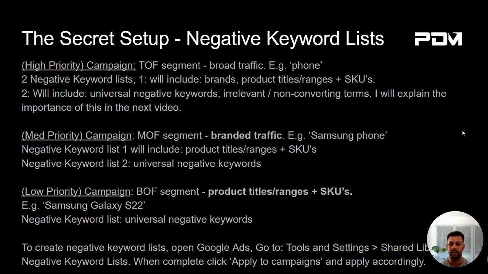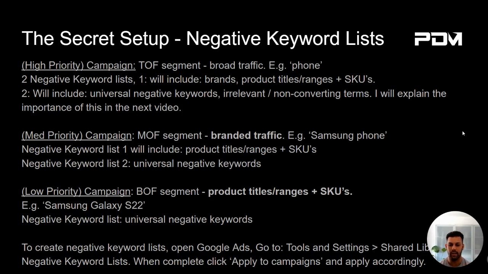The only negative keyword list we would apply to the low priority campaign is the universal negative keywords. So the terms that you don't want to show for that are irrelevant or non-converting, and these terms will apply to all three of the campaigns, the high, mid, and the low campaign.